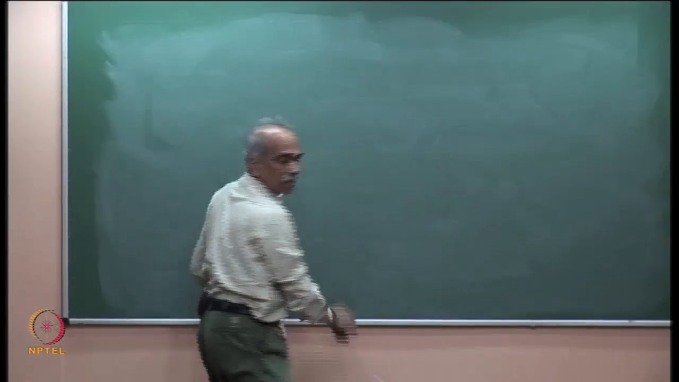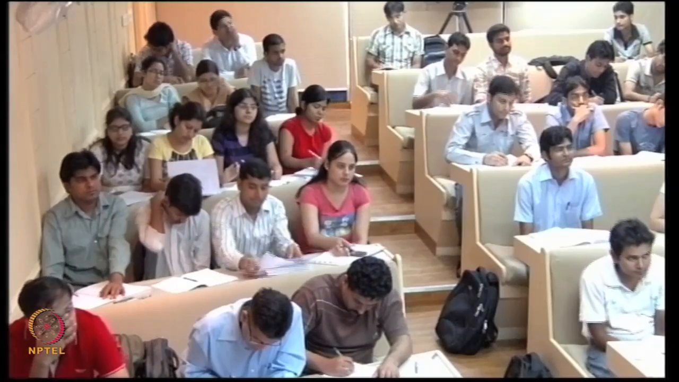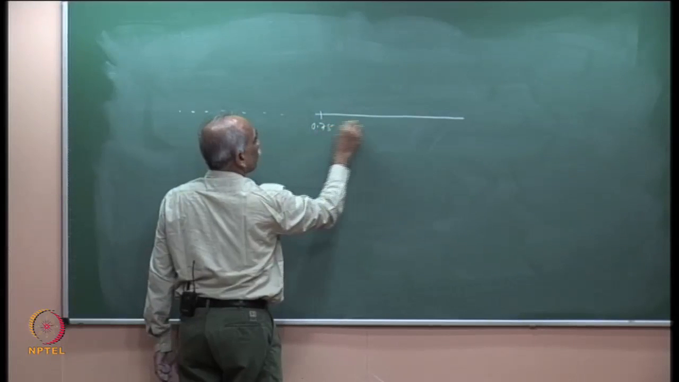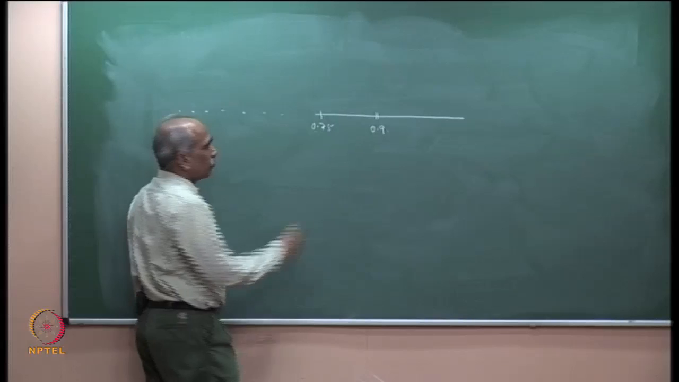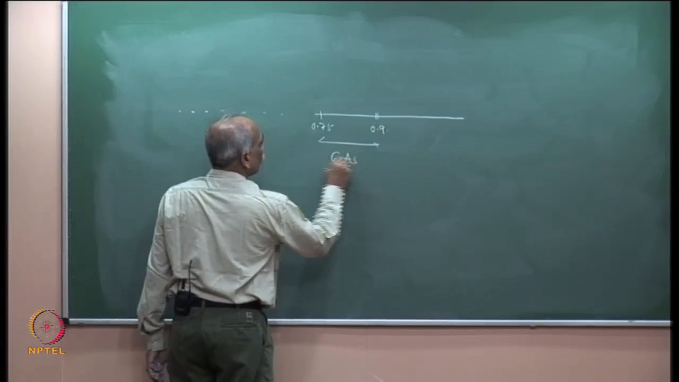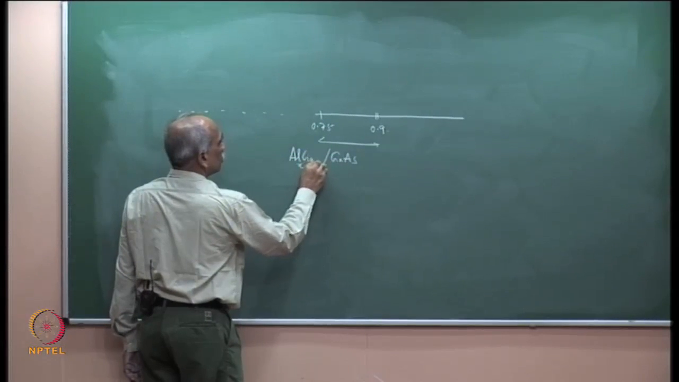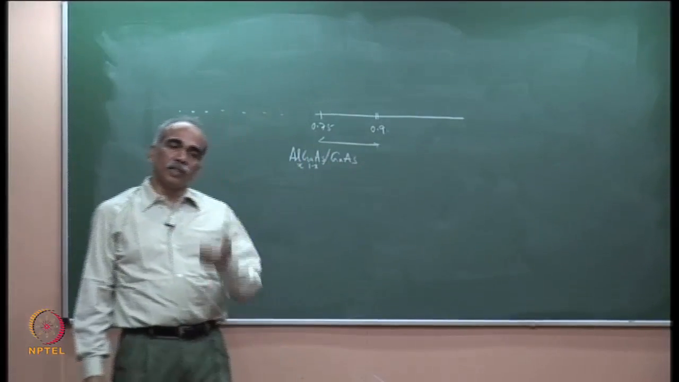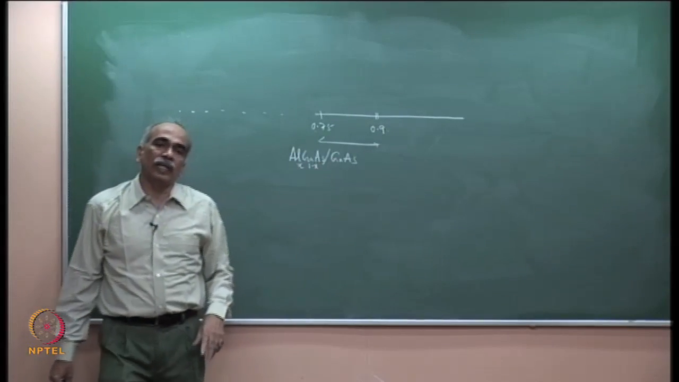We come to the last two ranges. These we have discussed and we are here now. 0.75 to 0.9. The material is gallium arsenide, aluminum gallium arsenide. Wonderful material. All the remote controls and LEDs used for control and instrumentation are this.